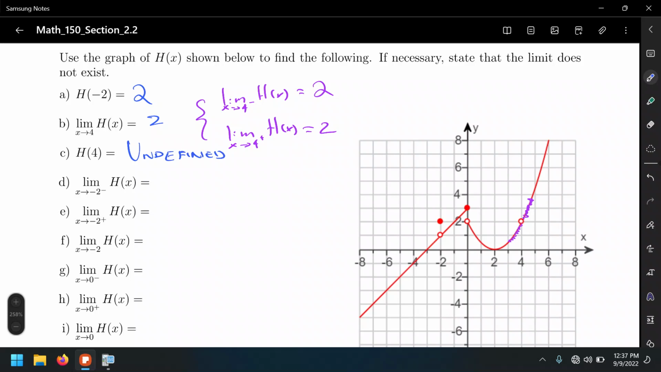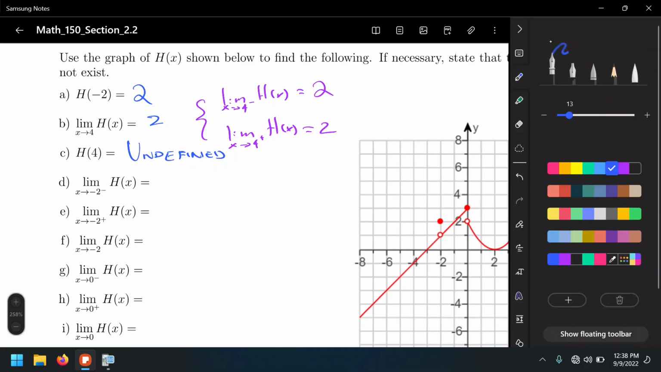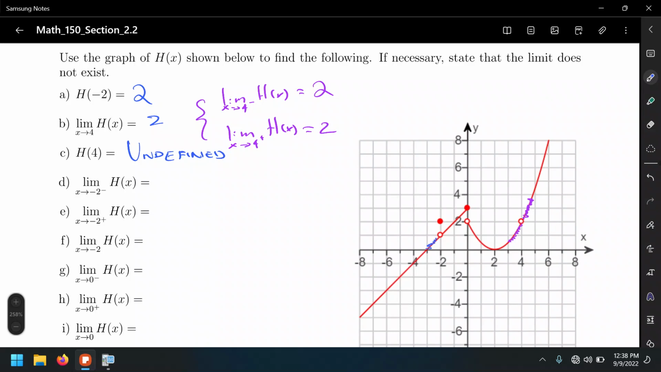Okay, let's look at side limits. Limit of h of x as x approaches negative 2 from the left. Okay, negative 2 from the left. So what is the y value apparently being hit from the left? 1. What about from the right? 1 as well, because in this case now, limit from the left is 1, limit from the right is 1. Plain vanilla negative 2, because these two limits are the same. Okay, well, that limit is 1.